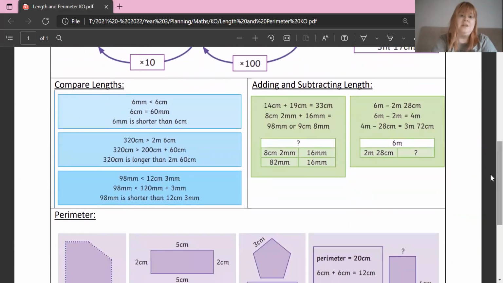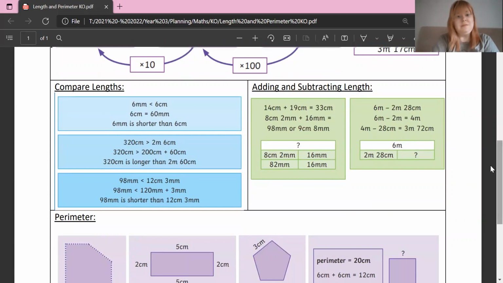We then have a look at comparing length. So you've got to make sure you're using your conversions when we're also comparing length. So here we're comparing 6 millimeters and 6 centimeters. So knowing that 6 centimeters is equal to 60 millimeters is very important here. So here we know that 6 millimeters is shorter than 6 centimeters. And that's the same as we go down.